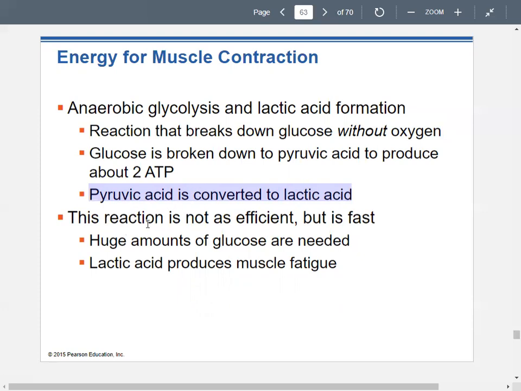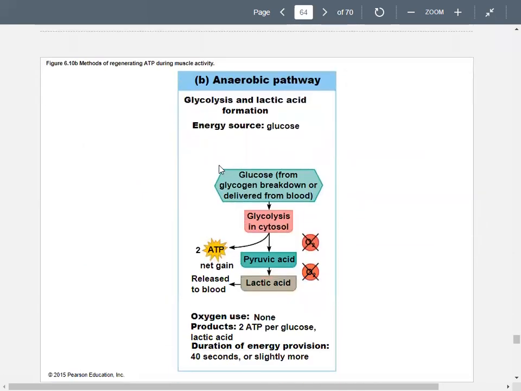So this reaction's not as efficient, but again, you need huge amounts of glucose because you can only generate 2 ATPs. So in order to generate more ATP, you gotta have a lot more sugar. Lactic acid is gonna produce muscle fatigue. Right, so that's this part here. Glucose breaking down, making pyruvic acid, generating lactic acid.